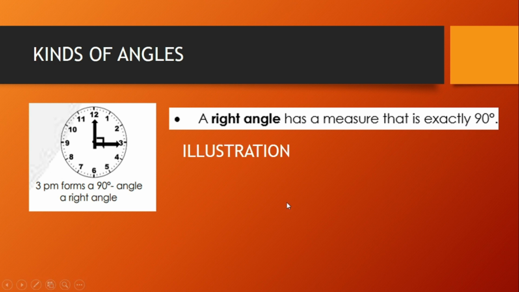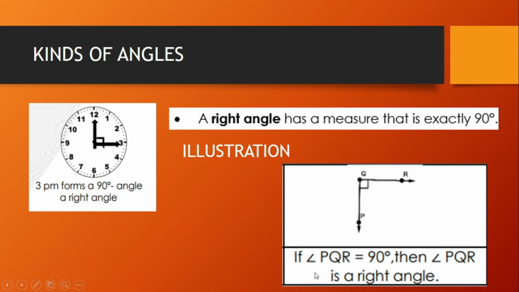So, let's have an illustration. Angle PQR is equal to 90 degrees. So then, angle PQR is a right angle.